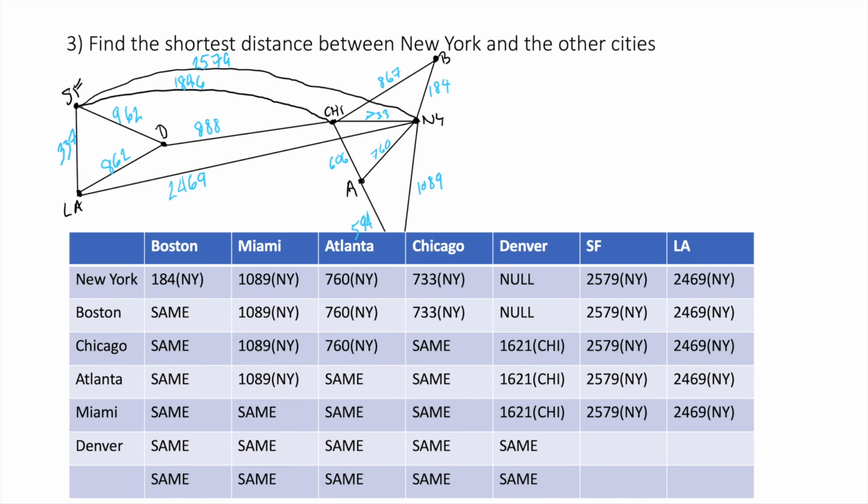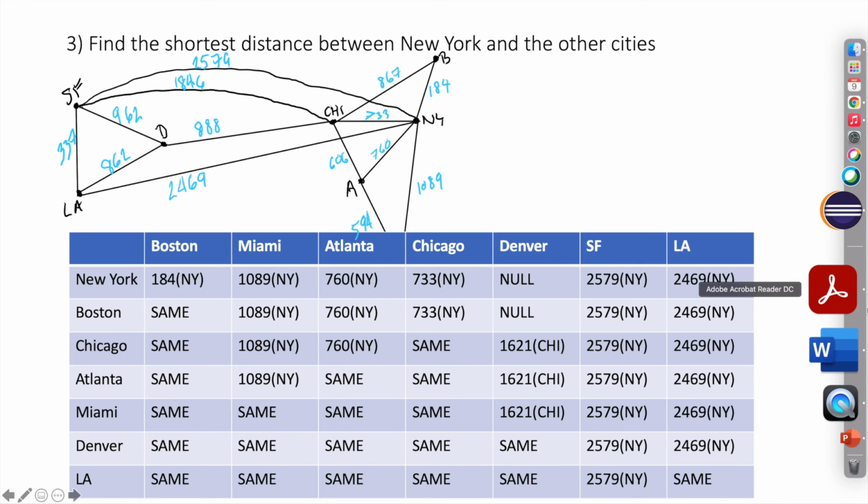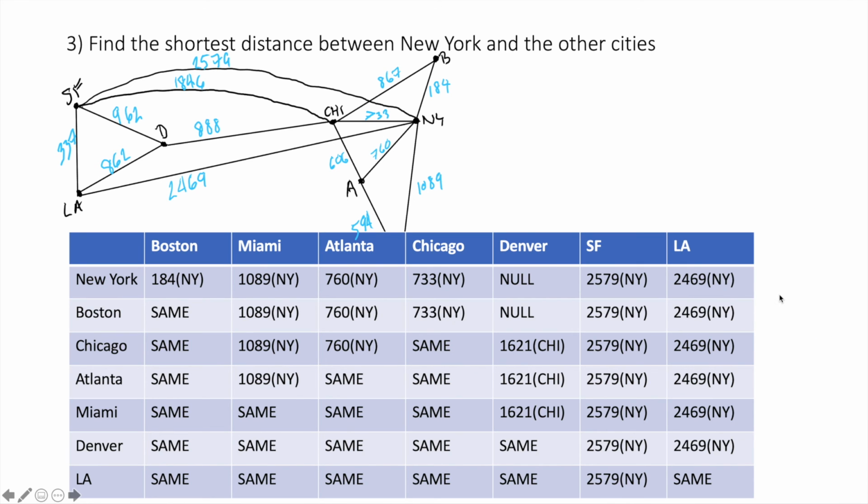And then Denver will be the same. And then San Francisco is 2,579 miles. LA is 2,469 miles. And then LA will be the same, and San Francisco is 2,579 miles. So the shortest distance for all of these places is the last number you're given. So we have 184 here, 1,089, 760, 733, 1,621, 2,579, and 2,469. So depending on where you're going, if you want to look at the shortest miles, you just have to look at the graph and it can tell you really easily.